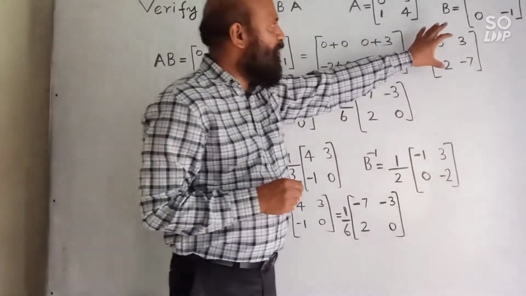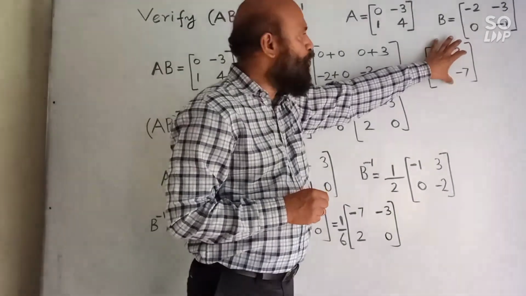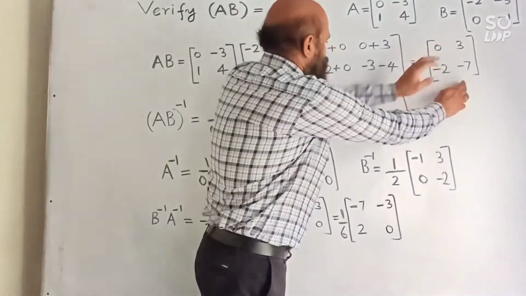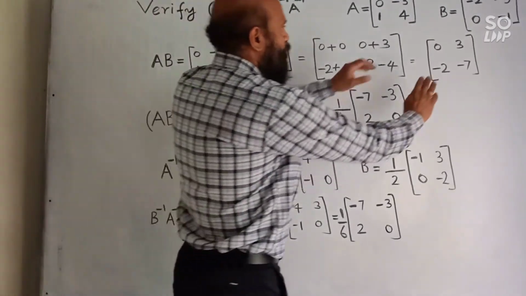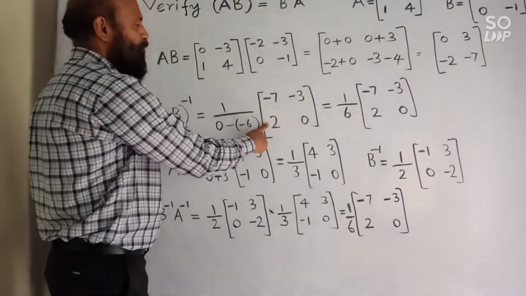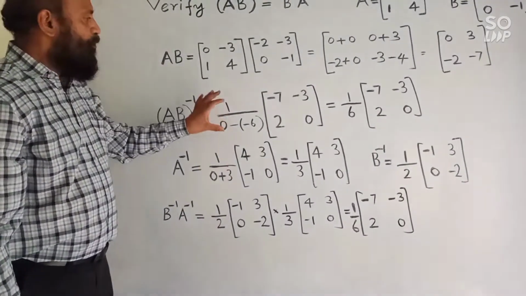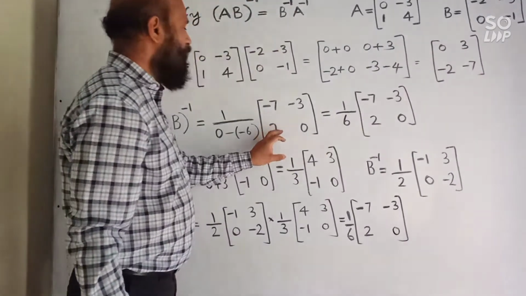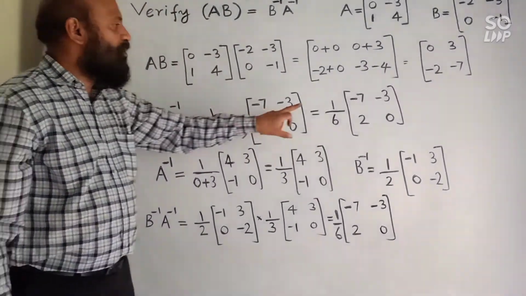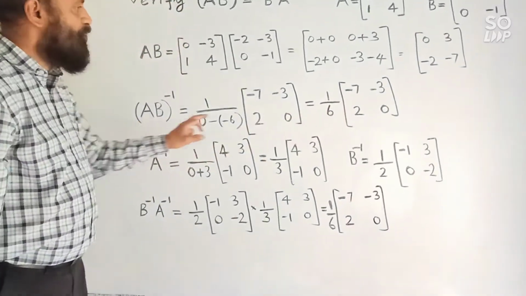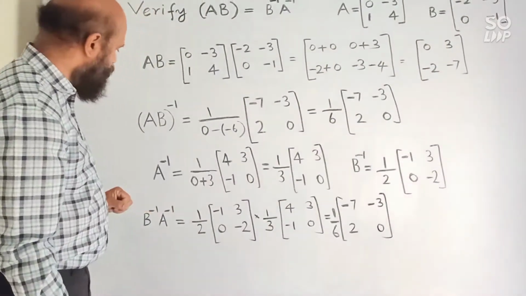Then you have to get the adjoint of this matrix. Cofactor of the 0 is minus 7. Cofactor of this 3 is minus 2 with a negative sign, so it is a plus 2. So we can get the adjoint of this matrix. So AB inverse is this matrix. We are getting the AB inverse.